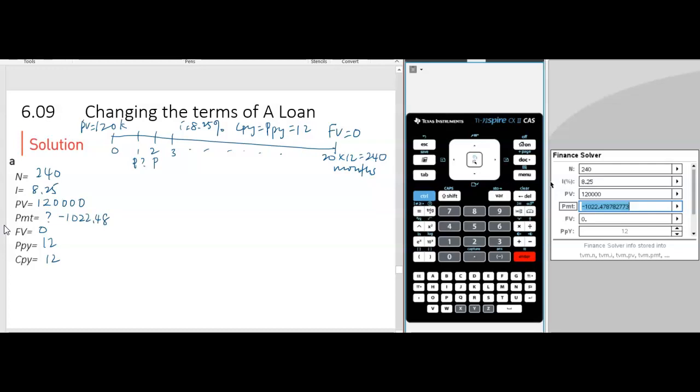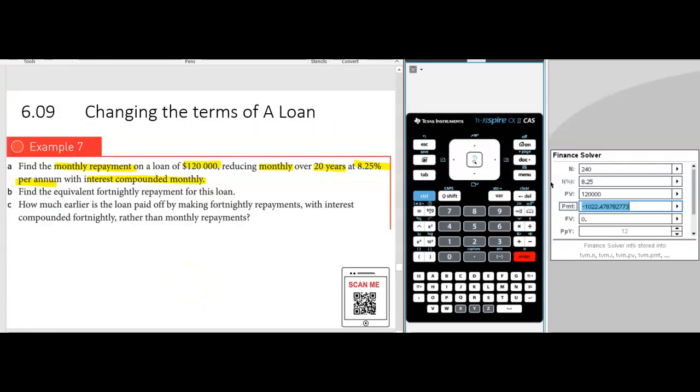So what would be the monthly repayment? So the monthly repayment, convert the negative value to positive, $1022.48. Now let's look at the second part. Now they ask what is the equivalent fortnight repayment. Now what is fortnight? Fortnight is basically 2 weeks.